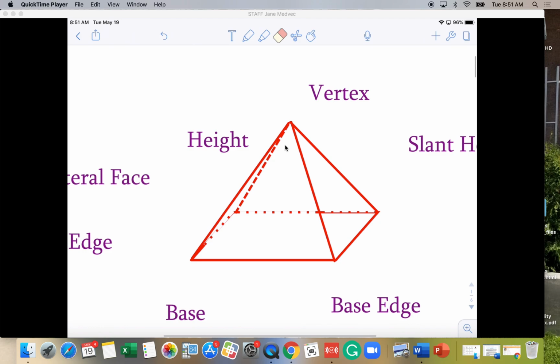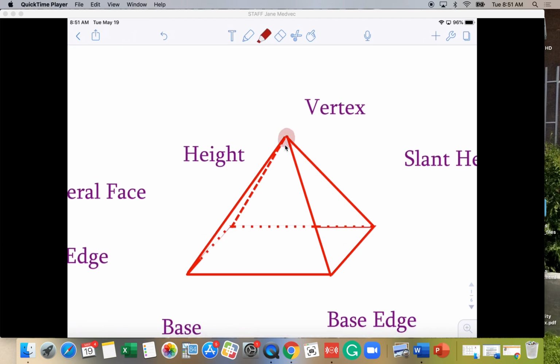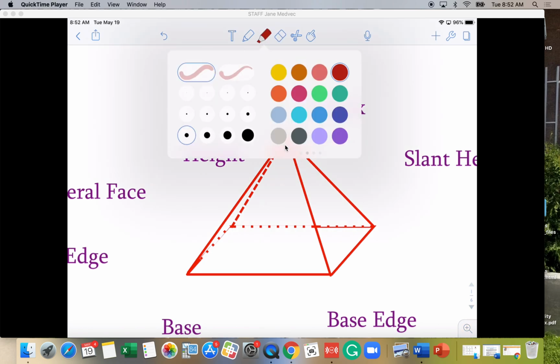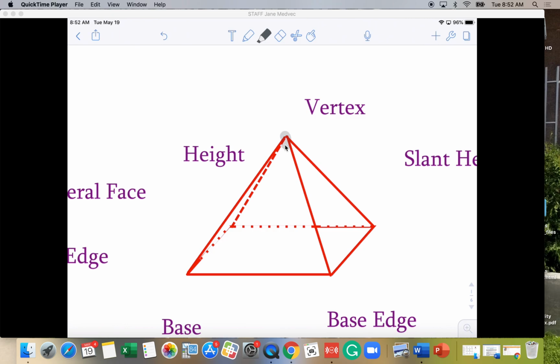Moving on, when they talk about a vertex, there's several. There's 1, 2, 3, 4, 5 vertices. It's where the edges come together. And then finally, probably the most important are the height and the slant height. When we talk about the height of a pyramid, what we're talking about is it's going from the tippy top of the pyramid, coming straight down, and it would form a right angle. So it's almost like it's suspended from the top of the pyramid.